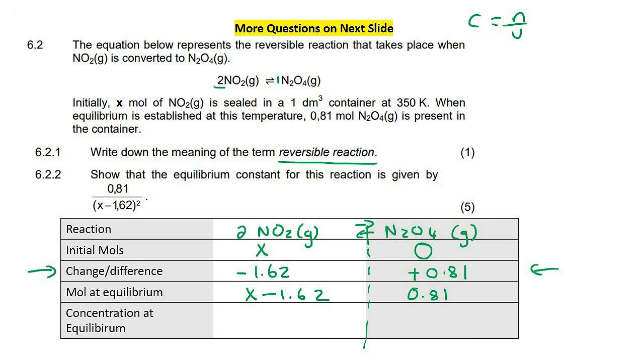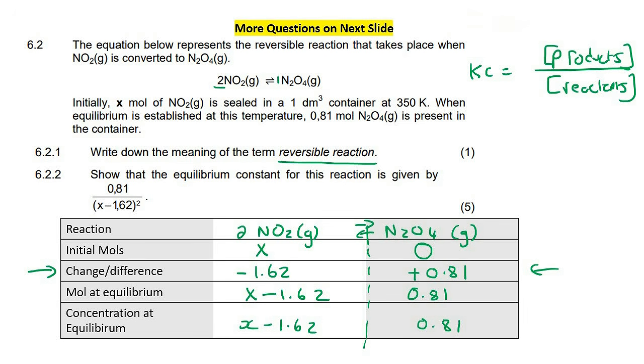So to use your C equals n over V formula, you're going to say X minus 1.62, which is your moles, over your volume, which is just 1. They tell us that. And so we can just take that out actually, because if you divide by 1, it's just the same. And then here it's 0.81. Now we can go work out Kc. Kc is your concentration of your products over the concentration of your reactants, and that is at equilibrium. So it's your concentrations at equilibrium.